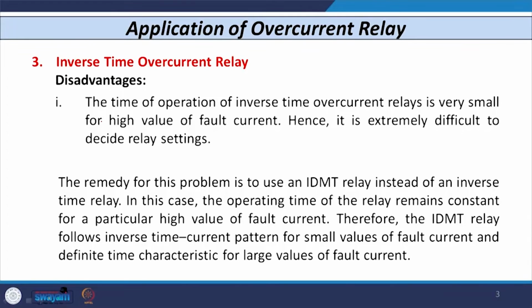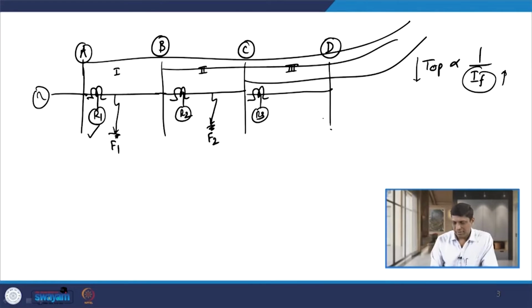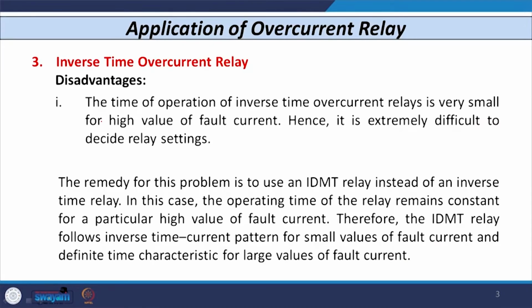With this background, let us discuss the disadvantages of the inverse time overcurrent relay. The very first disadvantage is that the time of operation of the inverse time overcurrent relay is very small for high magnitudes of fault current. If I consider the same example in this multi-section radial network, if a fault occurs at F1, the relay R1 has to sense it, and whenever R1 senses the fault, the time of operation of this relay is very small. So again, it is very difficult to decide the setting of the relay.